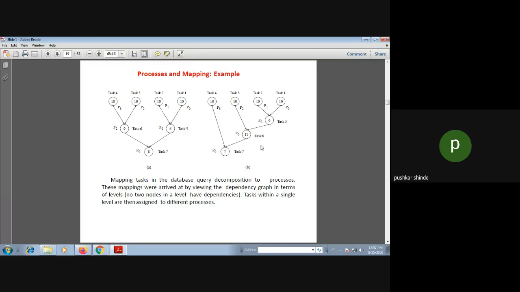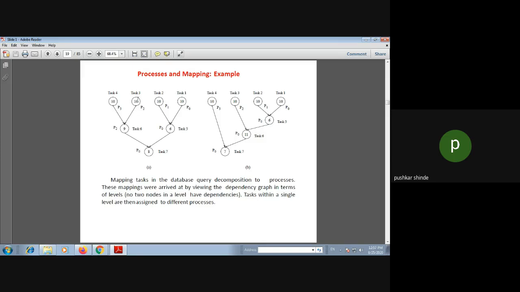So every node is a task. No two nodes in a level are dependent on each other. If you look here, P1, P0, P2, P3 are task 1, task 2, task 3, task 4, and they are basically independent of each other. So they can be given to different processes for execution.